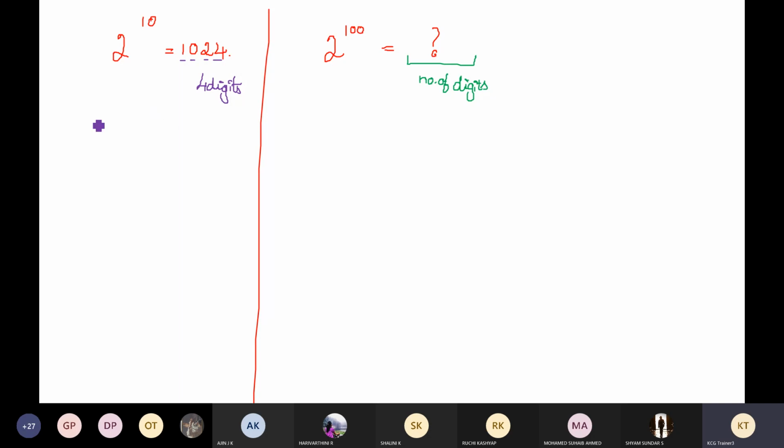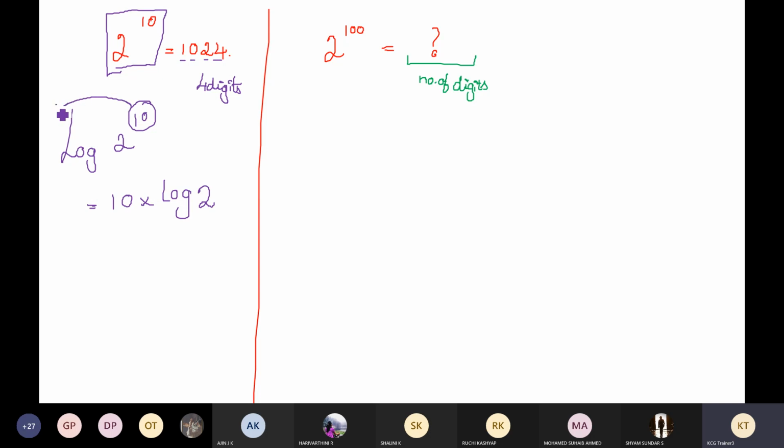So this is where you should understand one thing. This is where your logarithm concept helps you. So all you need to do is find out the log value. The log of 2 power 10. So can I say this is equal to 10 into log 2? How is that so? Because if it is in the power, I can bring it to the front. These are basic rules of log.